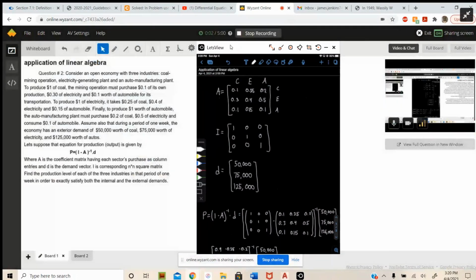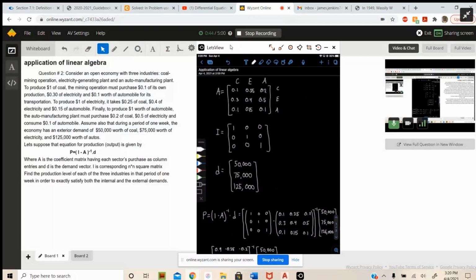Question number 2. Consider an open economy with 3 industries: coal mining operation, electricity generating plant, and an auto manufacturing plant. To produce $1 of coal, the mining operation must purchase 10 cents of its own production, 30 cents of electricity, and 10 cents worth of automobile for its transportation. To produce $1 of electricity, it takes 25 cents of coal, 40 cents of electricity, and 15 cents of automobile. Finally, to produce $1 worth of automobile, the auto manufacturing plant must purchase 20 cents of coal, 50 cents of electricity, and consume 10 cents of automobile.